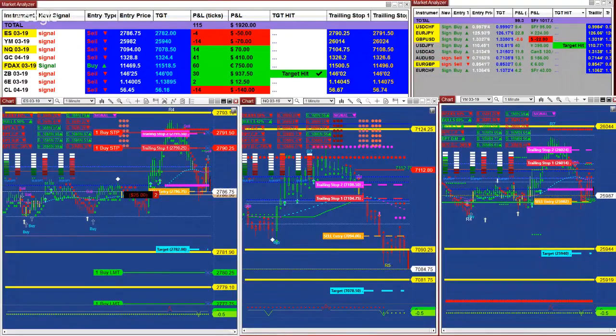We have the Nasdaq. We had a sell entry on the Nasdaq, and the target was 7078.50. And if you are not on the YM trade, it's not too late to take a trade on the YM. You can put a sell limit order at the 82 level on the YM.